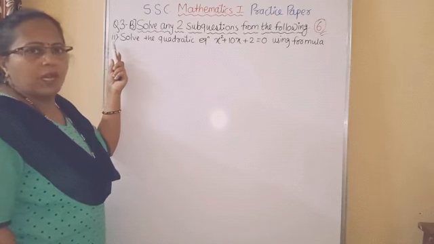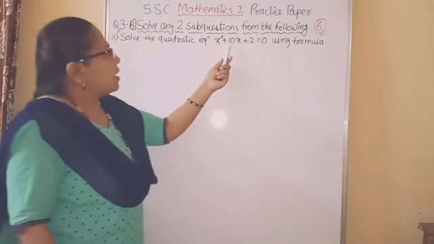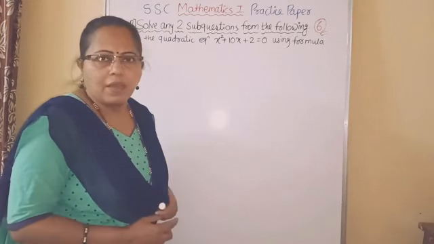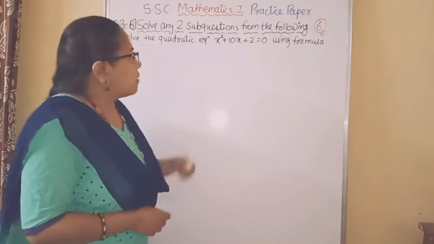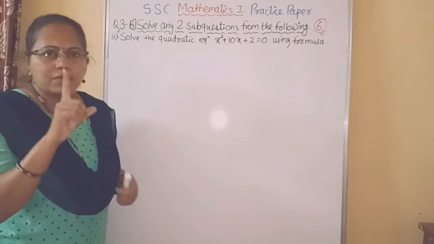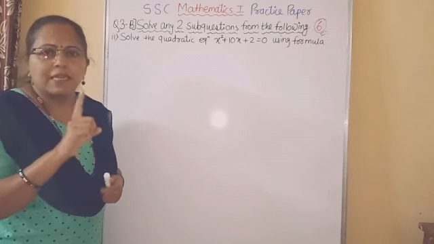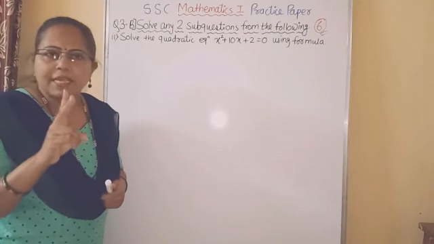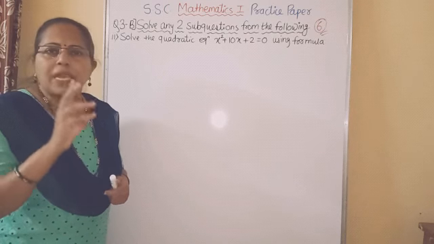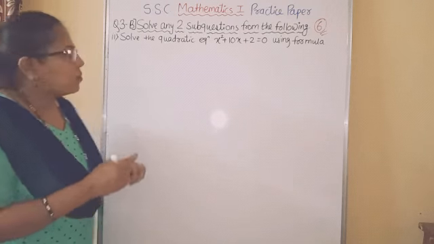Next up, question number 2. Solve the quadratic equation x square plus 10x plus 2 equal to 0 using formula. Okay. So students, while solving a quadratic equation using formula, the first most important thing is that we require the equation in standard form. Okay. And the second step is using the standard form we have to find the values of a, b and c. Okay. So let us start the solution.